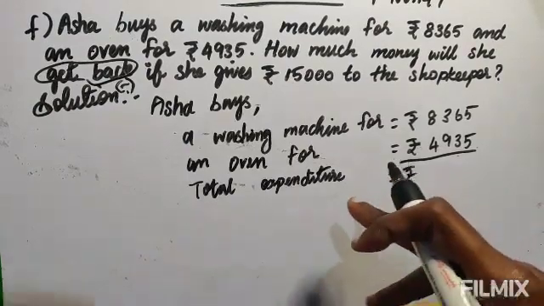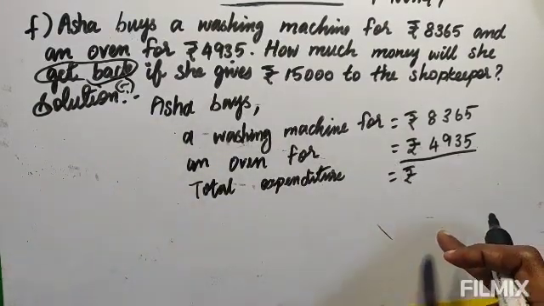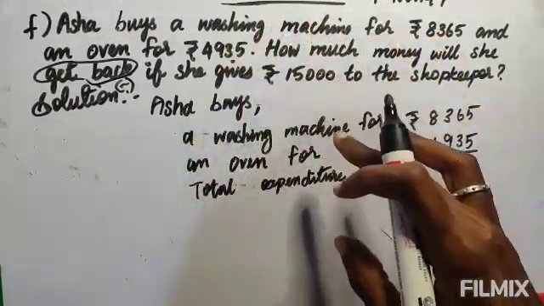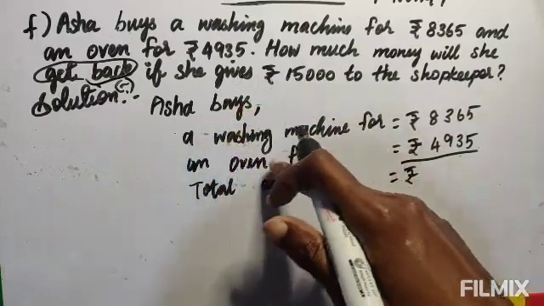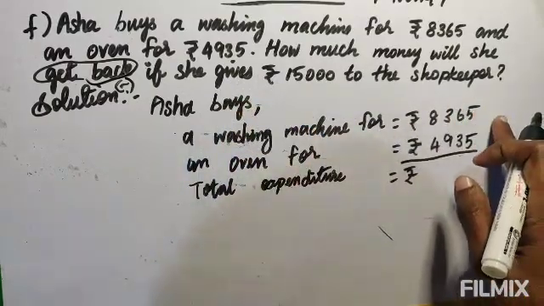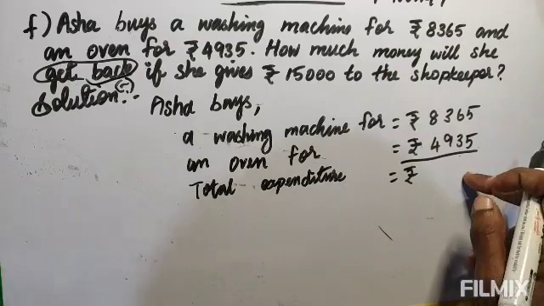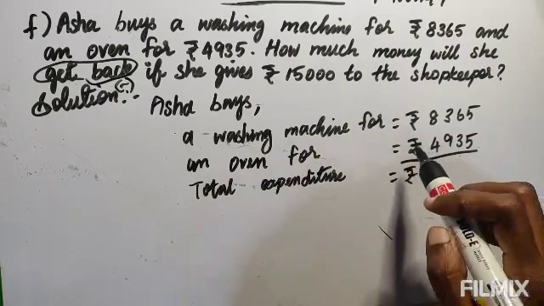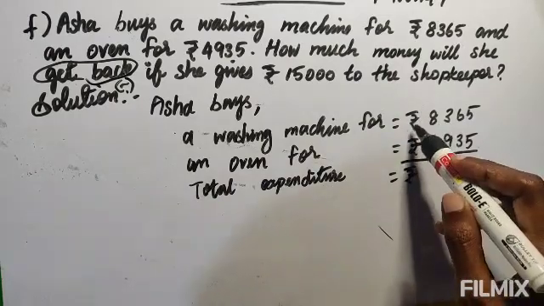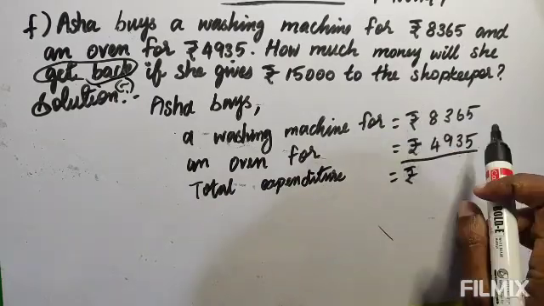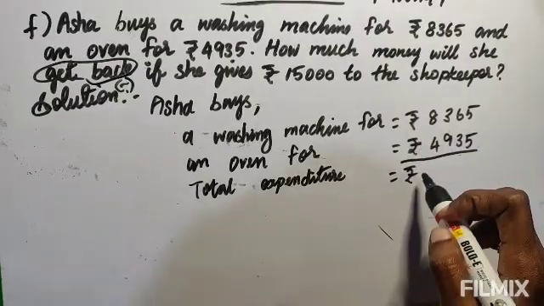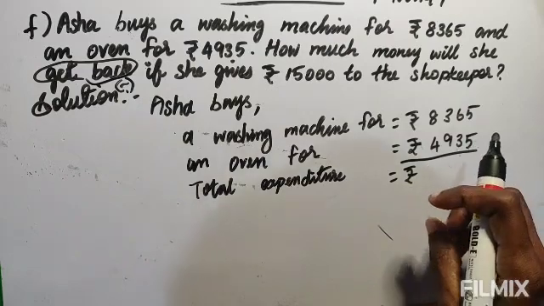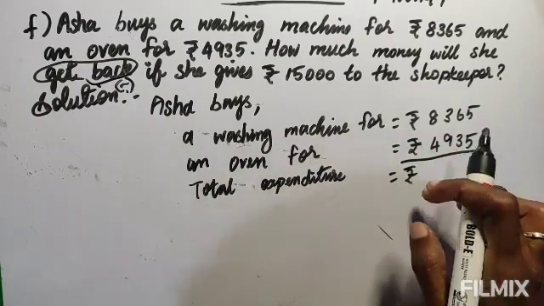Now see here, cost is not there, that's why I took the words from the problem itself. Asha buys a washing machine for rupees 8,365 and an oven for rupees 4,935. You see this, the equal sign should come in the same order, and this unit is also important. It is rupees, so you have to write the unit exactly, whether it is rupees or meter, or kilogram or kilometer.